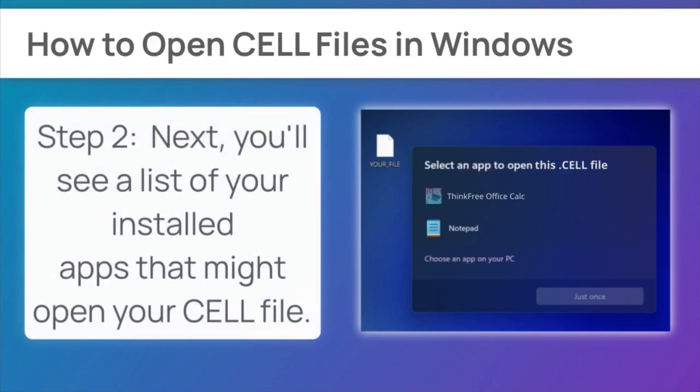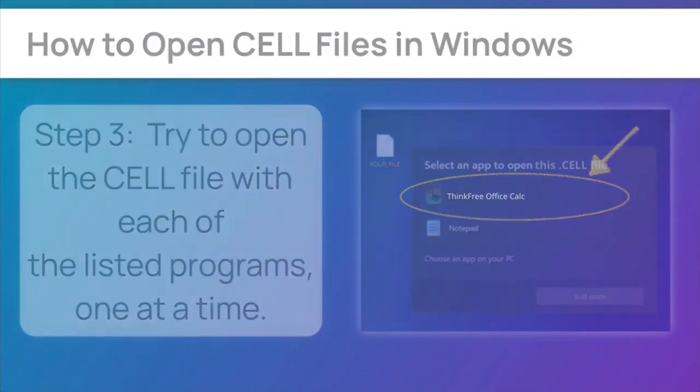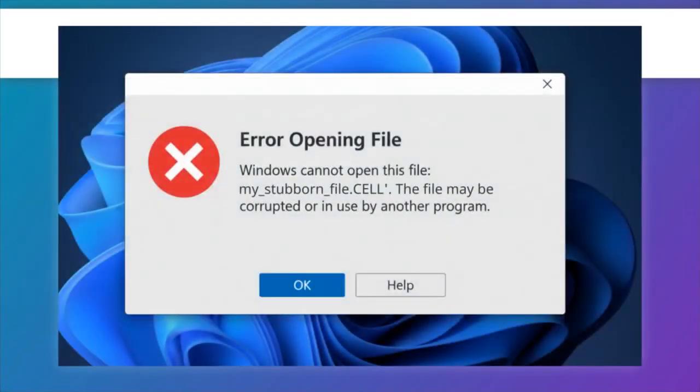Right-click the cell file and click Open with, then test ThinkFree Office Calc first. If it's unavailable, choose another program. The right tool is key to success. If you still cannot open your cell file, that is okay. Before you download the universal fix, know what you're fixing.